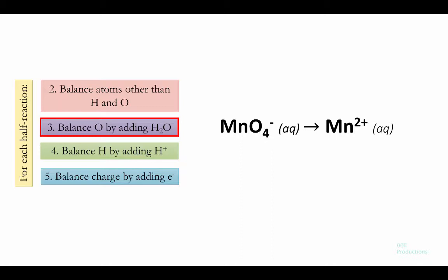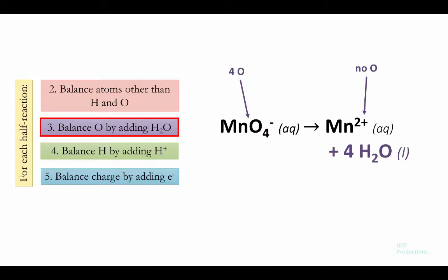That means they have water surrounding them. So we're going to add some water. We have 4 oxygens here on our permanganate ion, so we need 4 oxygens on the other side because there's no oxygens there currently. So we're going to balance this by adding 4 waters to the product side of the reaction. Now you can see we have 4 oxygens on the left side, 4 oxygens on the right side in the water. So that's great. We have balanced the oxygens.